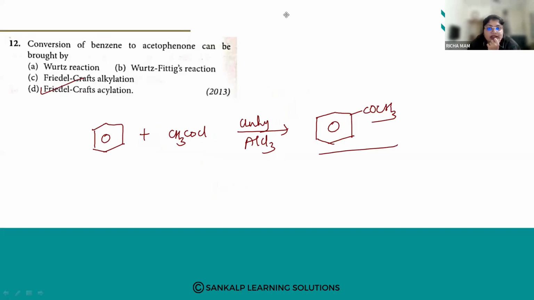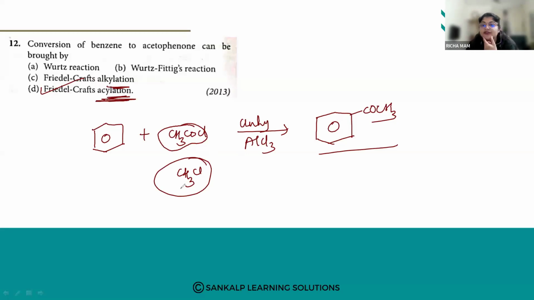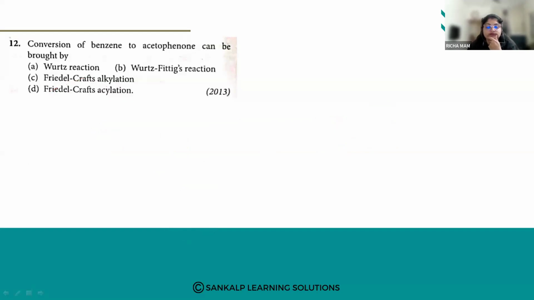So by using Friedel-Crafts acylation, option number D. Alkylation means what? CH3Cl. We need to know, we should have the acetyl group or the acyl group. So for introduction of the acetyl or acyl group, we should use acylation only, not alkylation. Alkylation means we have to take an alkyl chloride, a methyl chloride. Okay. Understood? So option number D. Is it clear up to here?